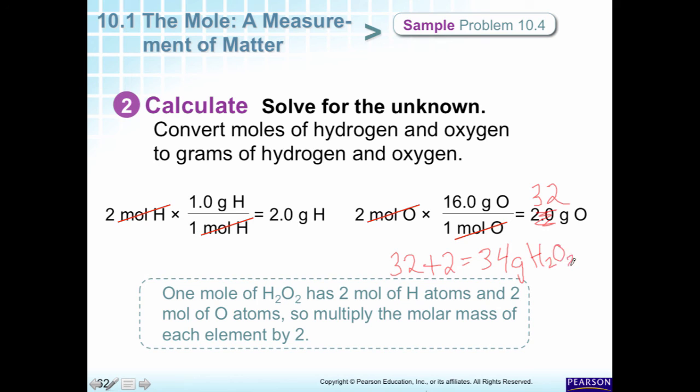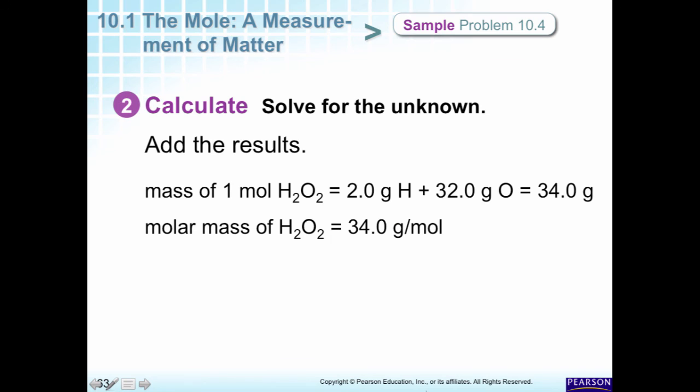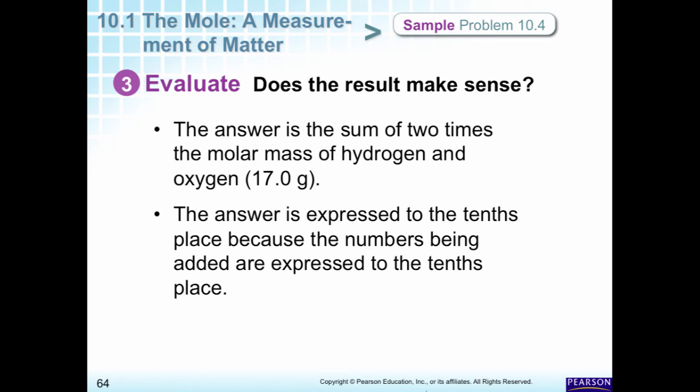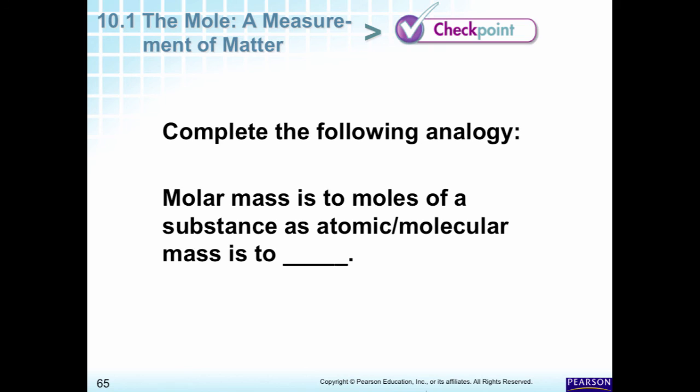H2O2 for 1 mole of H2O2. Okay? So they fixed it here. Did I add that right? I might have not. 32 and 2 is 34, okay. The answer is the sum of 2 times the molar mass of hydrogen and oxygen, 17 grams, and it makes sense. Molar mass is to moles of a substance as atomic or molecular mass is to one atom or 1 molecule of the substance.